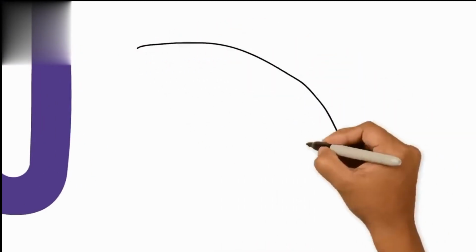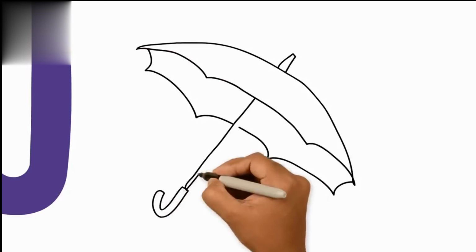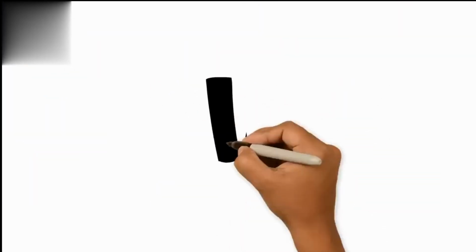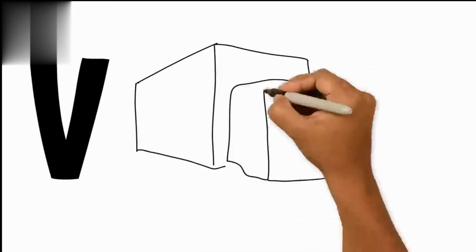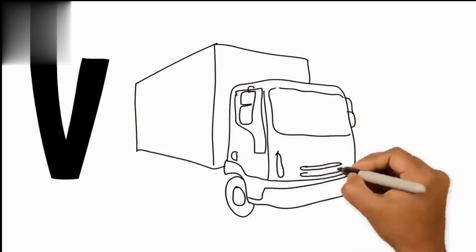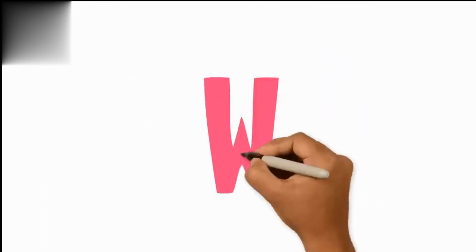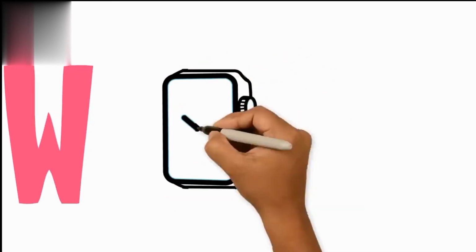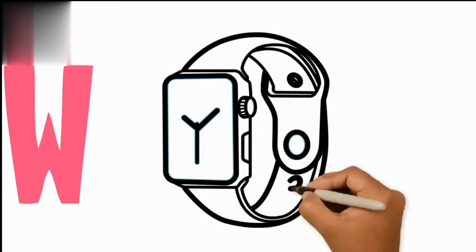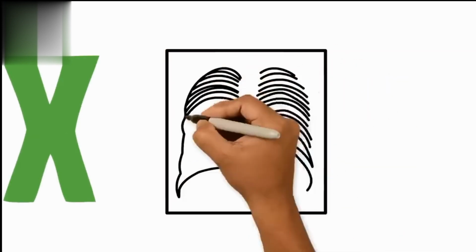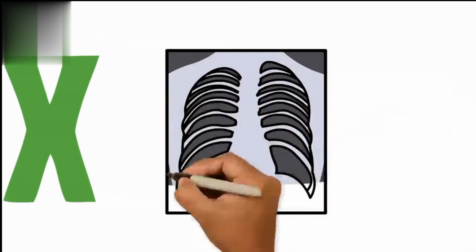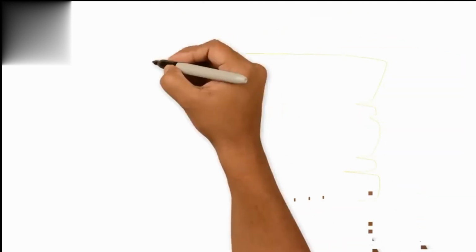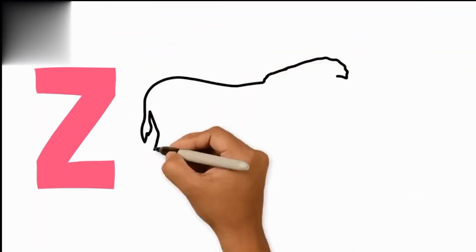U. U for umbrella. V. V for van. W. W for watch. X. X for X-ray. Y. Y for yellow. And Z. Z for zebra.